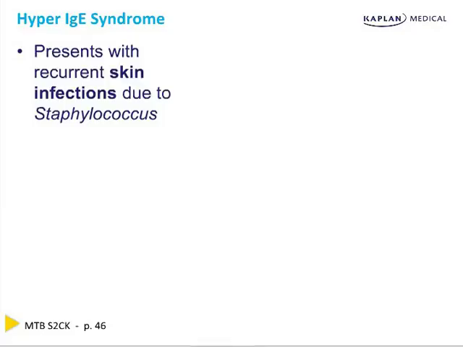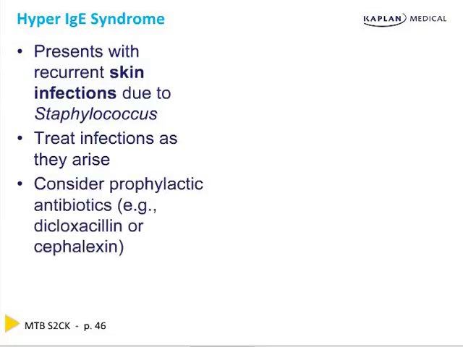Hyper IgE syndrome is another immunodeficiency that is relegated solely to a particular type of immunoglobulin. These patients will present with recurrent skin infections, not sinopulmonary, but recurrent skin infections, most commonly due to staphylococcus. The way to treat these patients is you treat the infections as they arise with anti-staphylococcal medication, and you can consider a prophylactic antibiotic such as dicloxacillin or cephalexin.